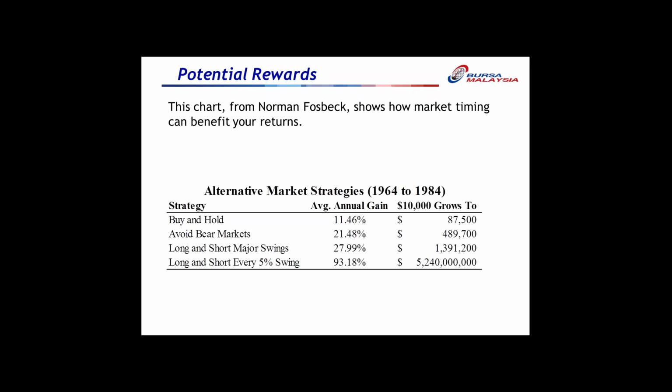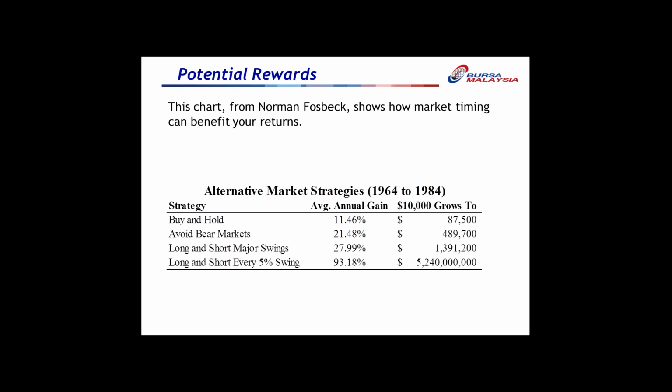But if you're a little bit smarter, you know how to look at charts, you avoid the bear market. That means before the bear market hits, you get out, you sell all your securities, you'll be able to make 21.48% return. So your $10,000 will have grown to $489,700 by the end of 1984. Can you imagine that? There's a 21.48% compounded return per year.